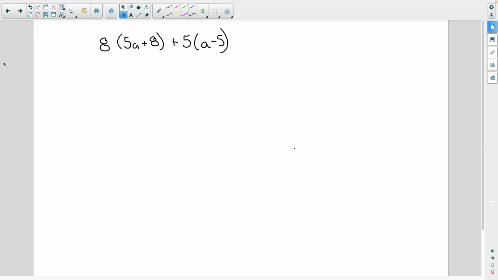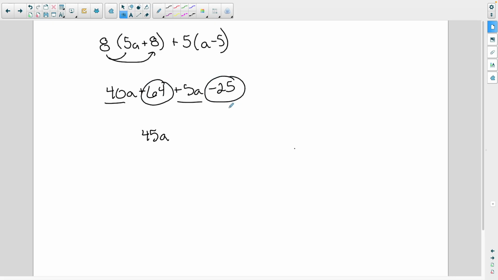So, right, this one's, again, we're going to get rid of our parentheses. We're going to multiply those. That's going to give us 40a plus 64 plus 5a minus 25. Again, we go through, what has an a? We got 40a plus 5a, which gives me 45a. And then we have the 64 that doesn't have anything together with it. We have a minus 25. That's going to give us a minus 39.